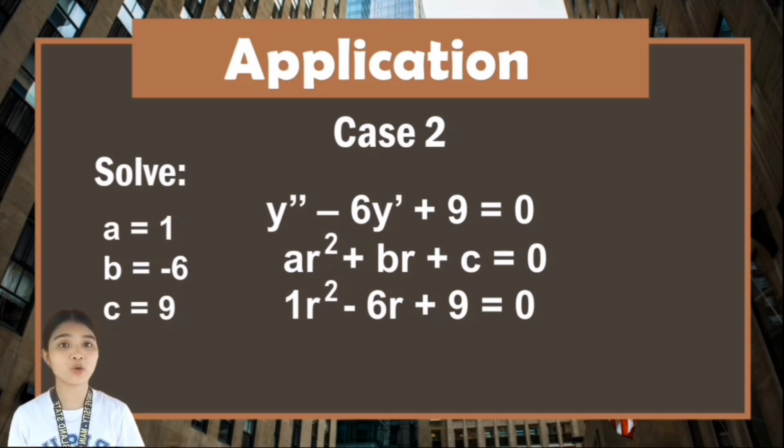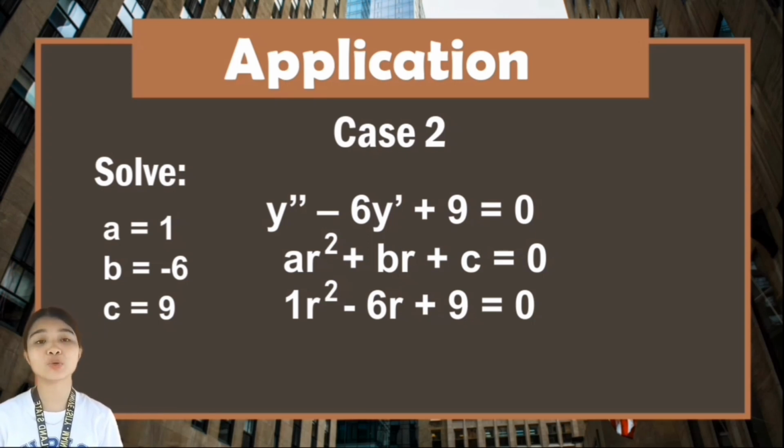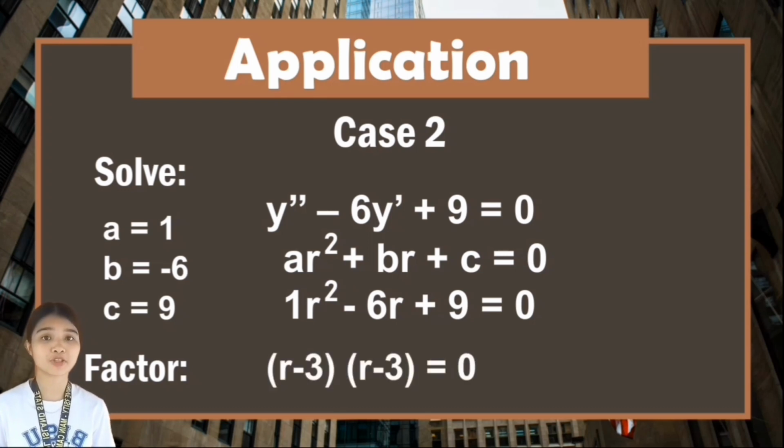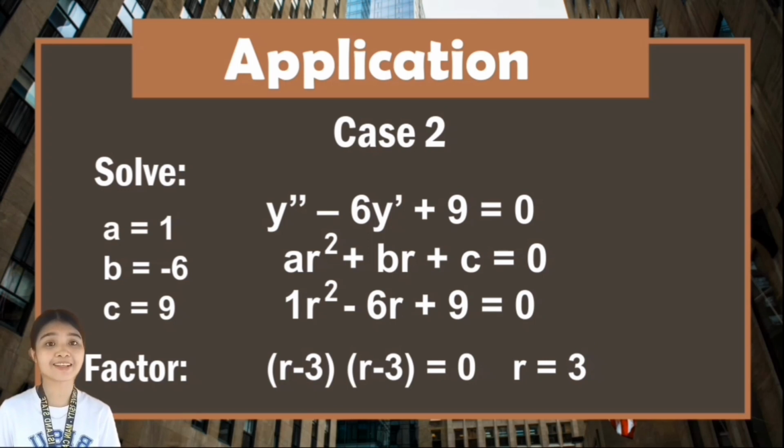In this quadratic equation, we don't need to use the quadratic formula anymore, as we could conveniently use the factoring method to find the real root or roots of the equation. So when we factor 1r squared minus 6r plus 9 equals 0, the result will be r minus 3 times r minus 3 equals 0. Or we could simply write the quantity r minus 3 squared equals 0. So basically, r here is 3. The result showed that we have only one real root, and that is 3.